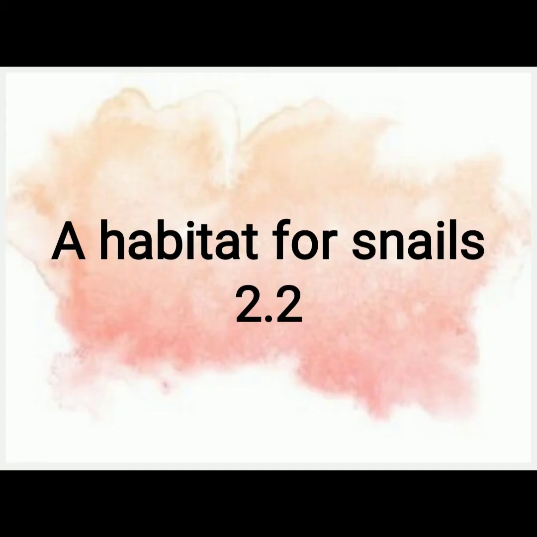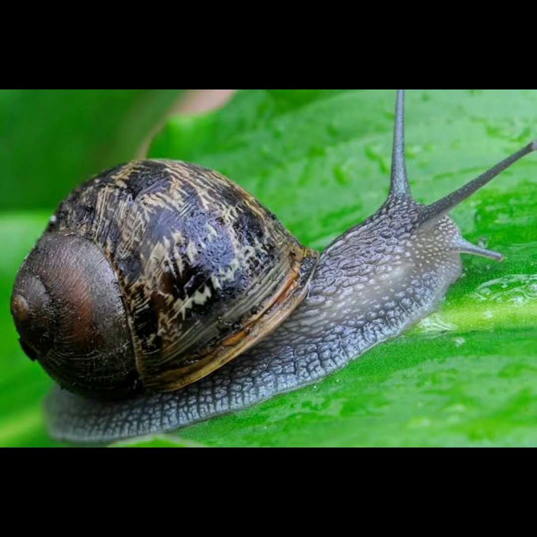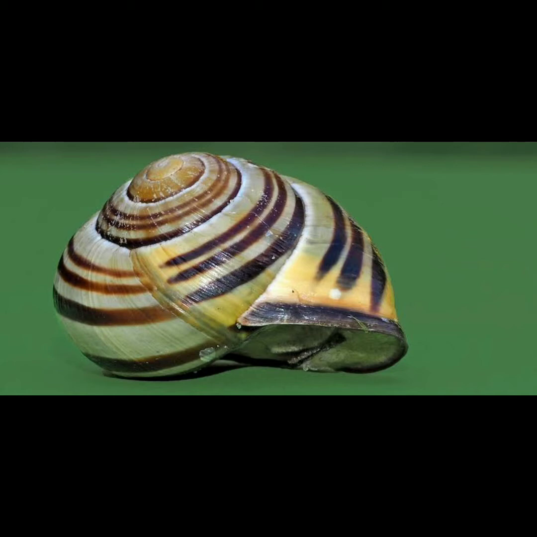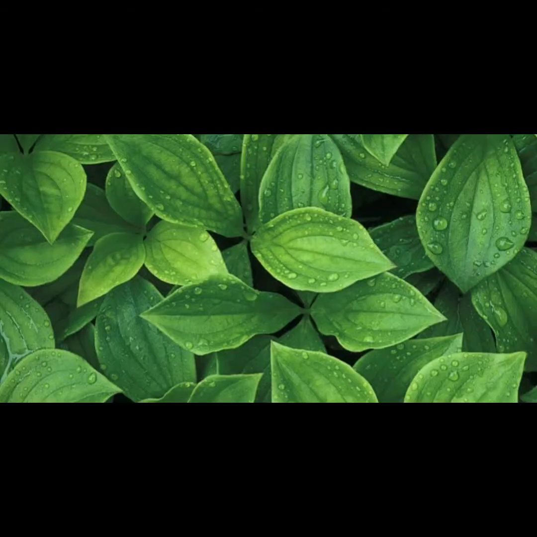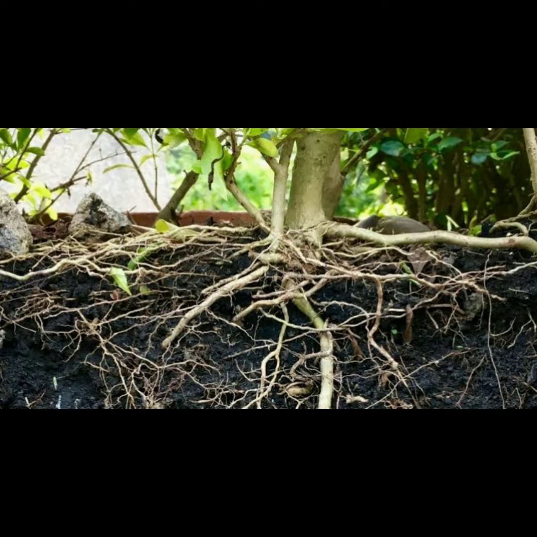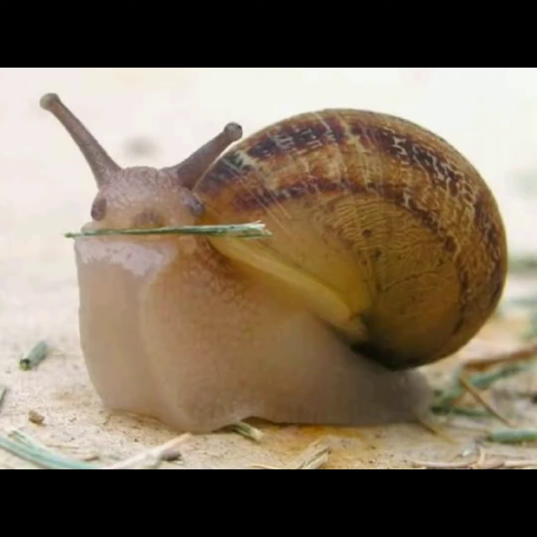We shall now learn about some habitats for snails. A snail is a shelled gastropod. Shell means hard external cover. Gastropods are a class of animals that belong to the animal kingdom. They eat leaves, stems, roots, and fruits of plants.